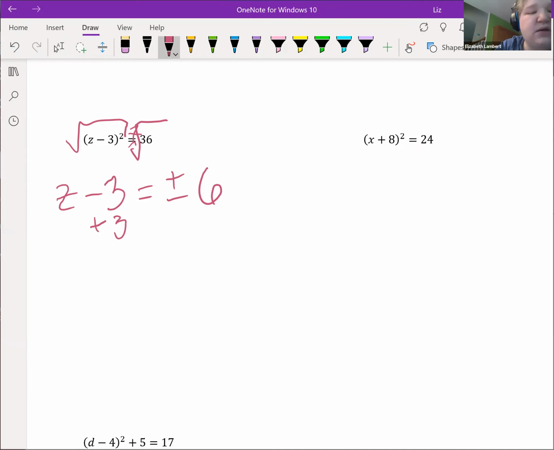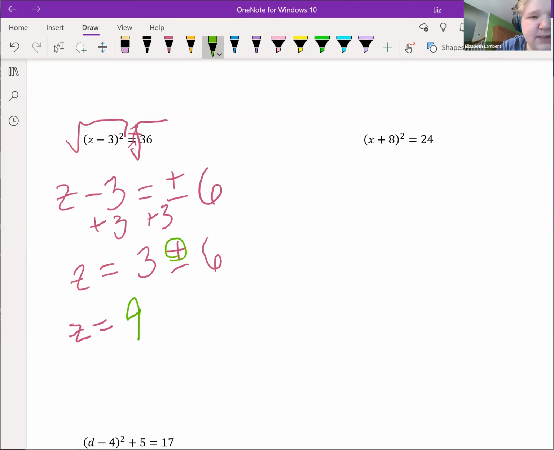I add the 3, and when I do that, it's going to come here in front of the plus or minus. That plus or minus needs to be stuck to the 6. So I don't come over here and change it to a 9. I don't come over here and change it to a -3. I'm going to write here for an in-between 3 plus or minus 6. So that means we get 3 plus 6 is 9. And then 3 minus 6 is -3. And those are our two solutions for z here.